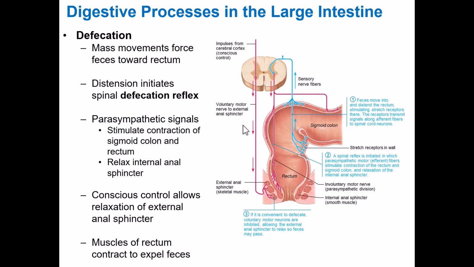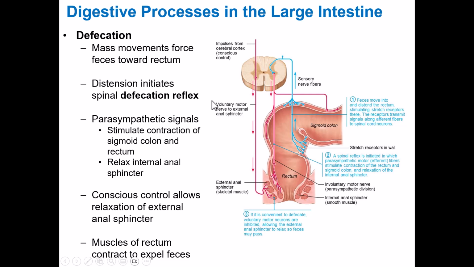All right. So what is that? There's a reflex here. When you've collected enough waste in this sigmoid colon and rectum area, now there's going to be a reflex, because we need to empty everything. If you don't empty it, it's just going to keep backing up further and further into the large intestine, and that's going to make everything stop. So this is what we call the defecation reflex.